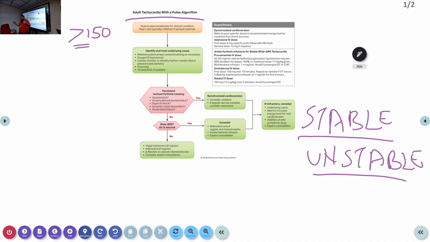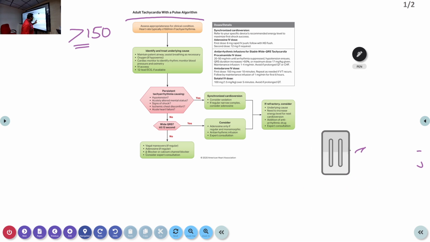Similarly, due to decreased organ perfusion, the tachycardia is causing problems in the perfusion, like altered mental status, hypotension, and other signs of shock. Then the next thing will be what? Ischemic chest pain and evidence of acute heart failure. If it is there, then it is an unstable tachycardia.